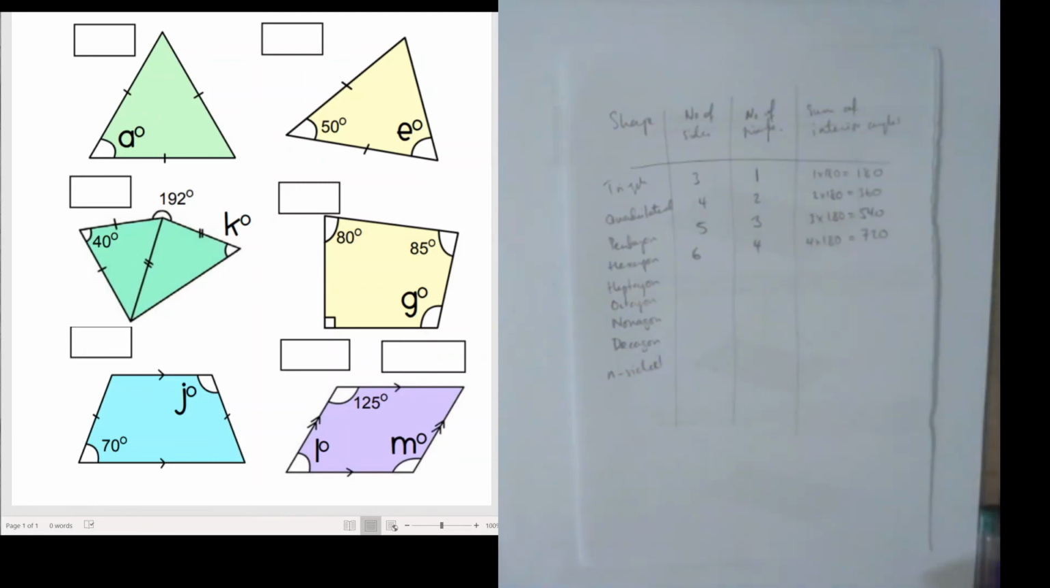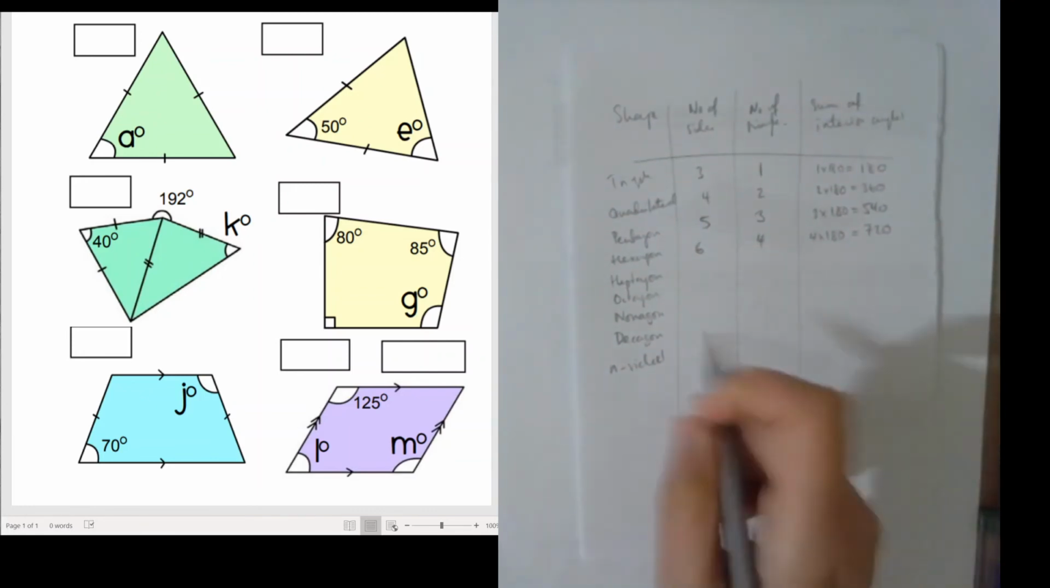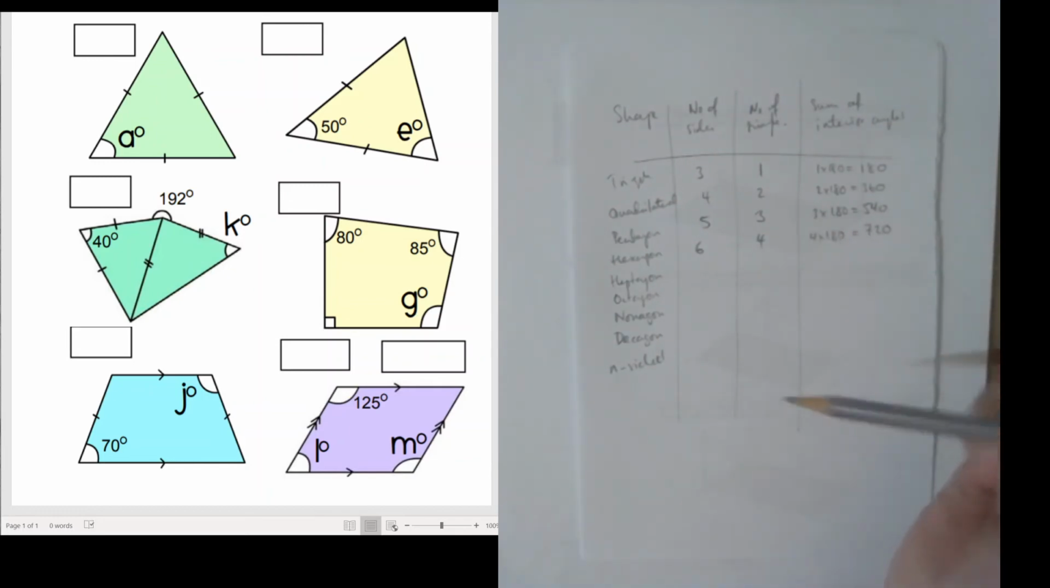I want you to pause now and just try and see if you can finish off the rest of this table. And I'm going to pause as well, so just make sure you pause.